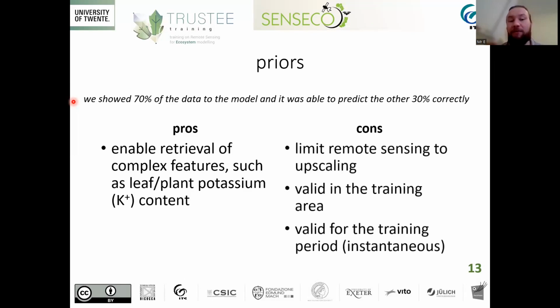But the consequences, the limitations, the disadvantages of this approach, are that we then limit remote sensing to just upscaling on a single image. So instead of using the whole time series, the whole data available, we just use one image around the training area at the moment when we trained it, an instantaneous moment, and then we produce one map that is technically valid for the 1 day that the campaign was held.